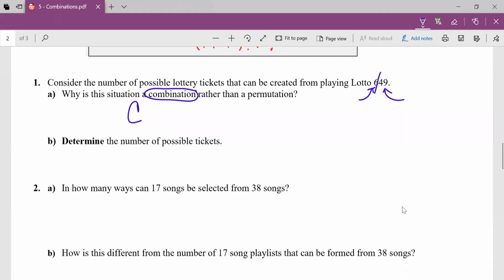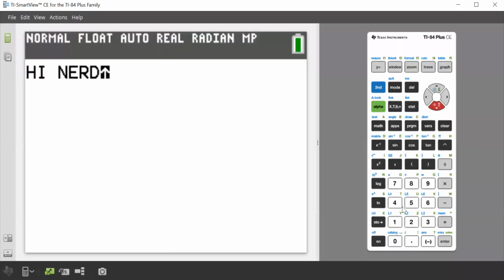So this is 49C6. That's the answer to B. How many ways could we do this? Okay, to get this in our calculator, I'll pull up my emulator here. Where is it? There it is.